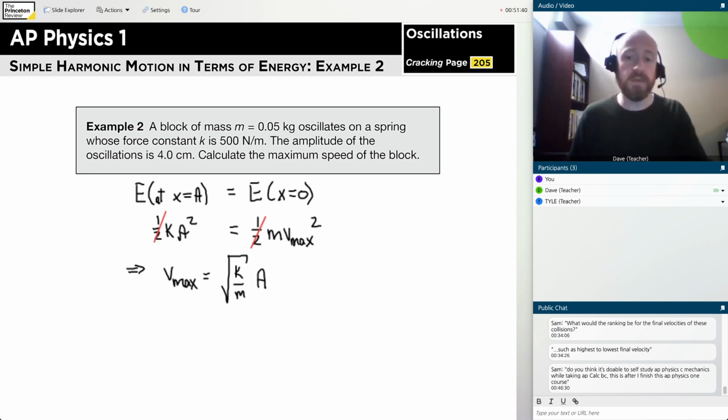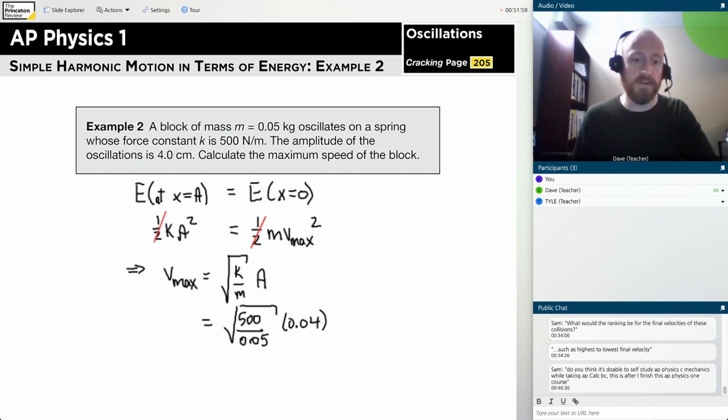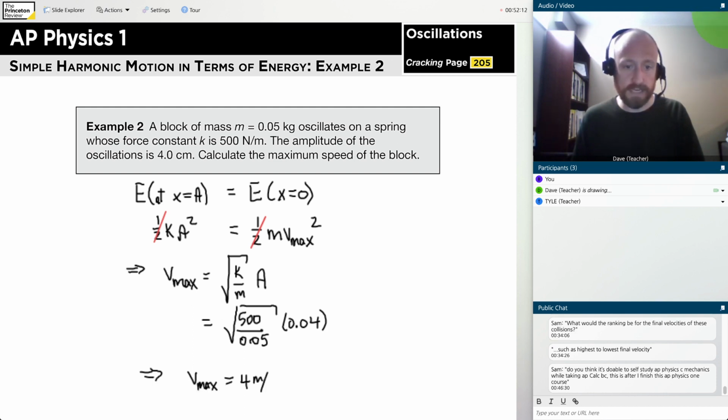But certainly once we come up with the expression, we can plug in some numbers. So here k is 500, our mass is 0.05, and again, watch the units. The amplitude is 4 centimeters, or 0.04, putting it into SI units of meters. So 500 over 0.05 goes to 10,000, the square root of which is 100, times 0.04 gets us a v max of 4 meters per second.